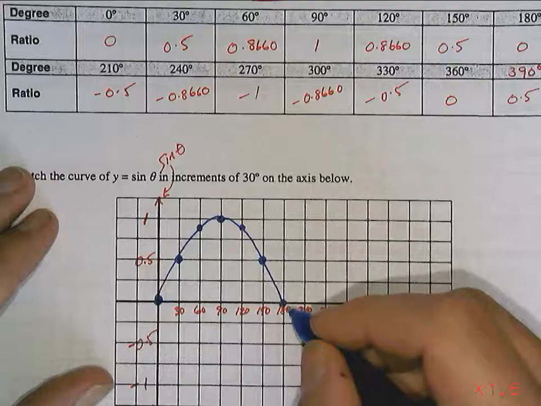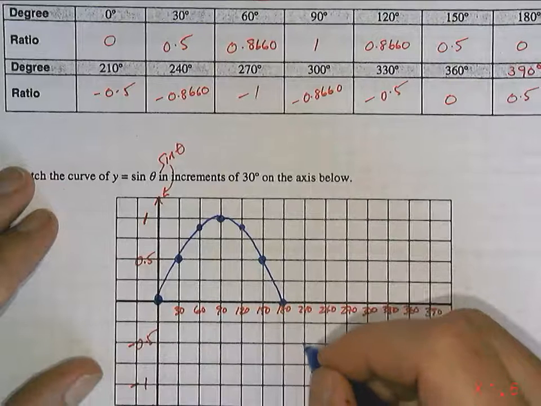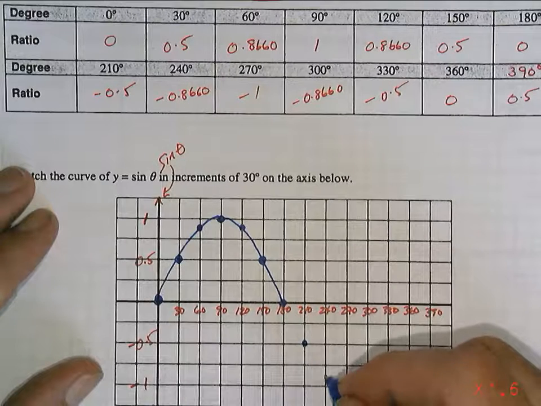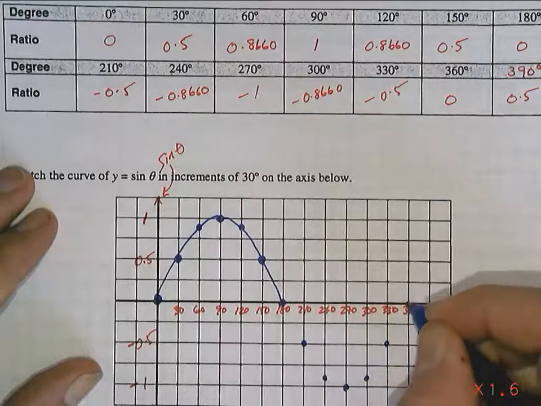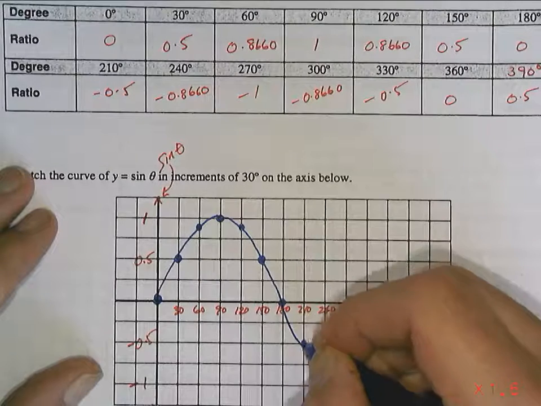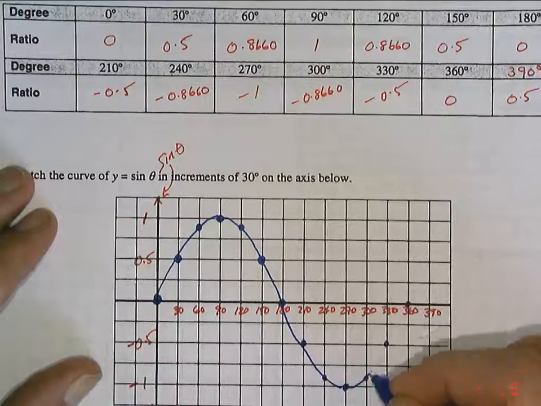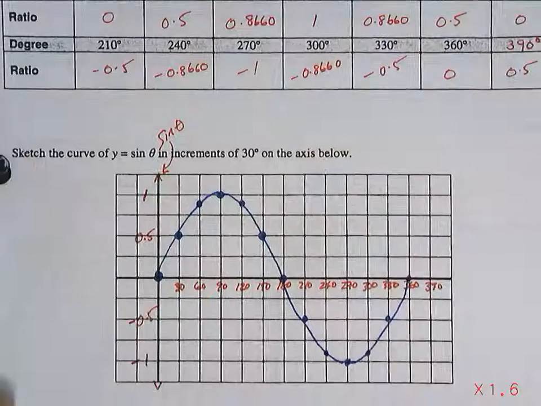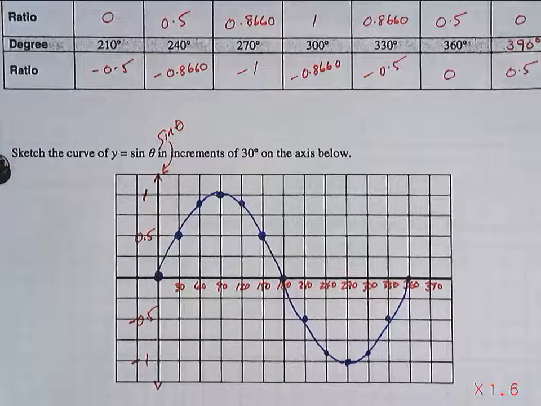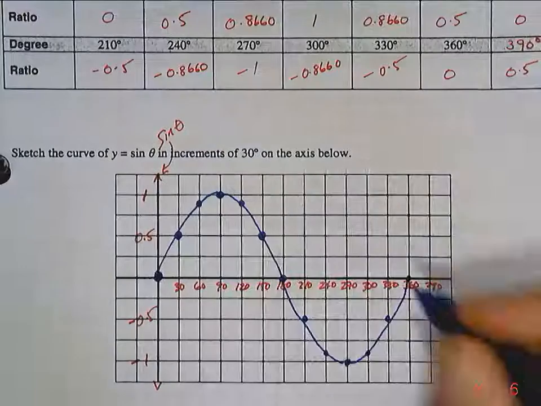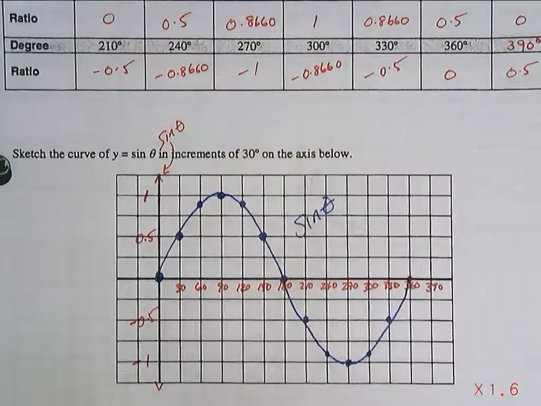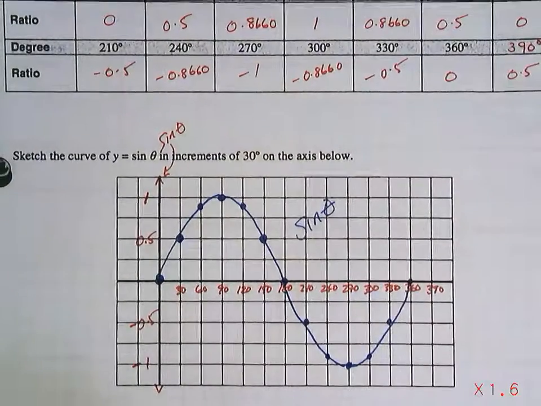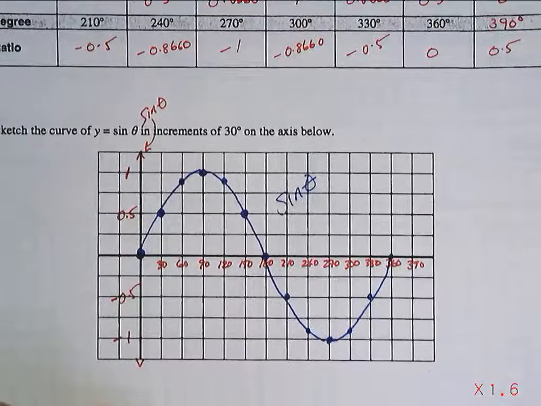Oh, a little bit, but now look what happens. Ooh, that ain't no parabola. That is cool. You know what we call that, kids? We call that the sine curve. Sin happens in religion. This is the sine curve.